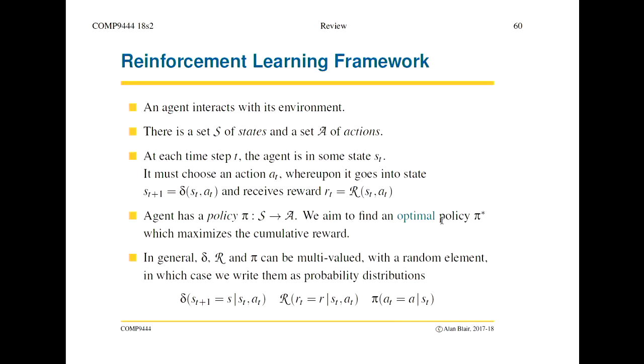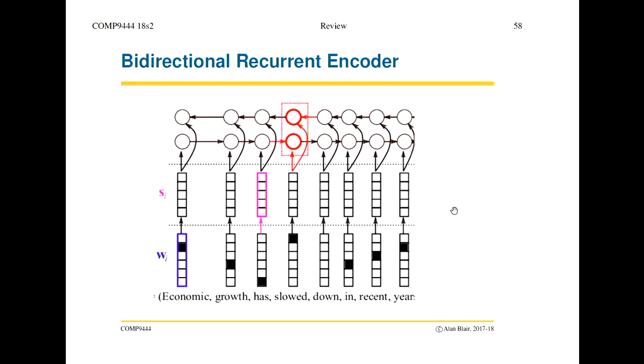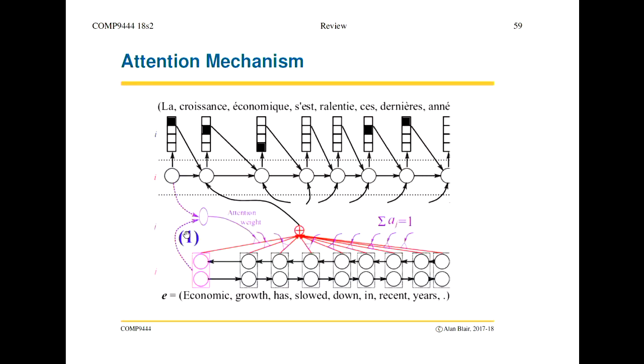And finally, we looked at a couple of more industrial-size language processing systems. So we looked at the bidirectional recurrent encoder. We looked a little bit at the Google neural translation system, and this idea of an attention mechanism where you assign weightings to these hidden unit values as you translate the sentence or develop a caption for an image.